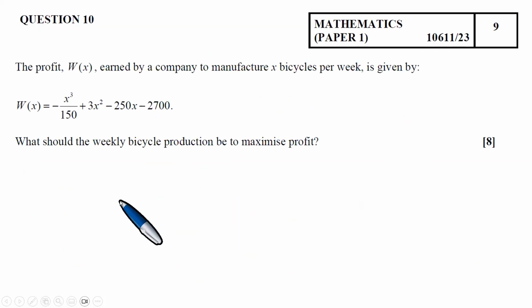Right, question 10 was also brought to this paper here, and let's look at this one. Profit. Let's calculate the profit. Profit W(x) earned by a company to manufacture x bicycles per week is given by this. What should the weekly bicycle production be to maximize the profit?